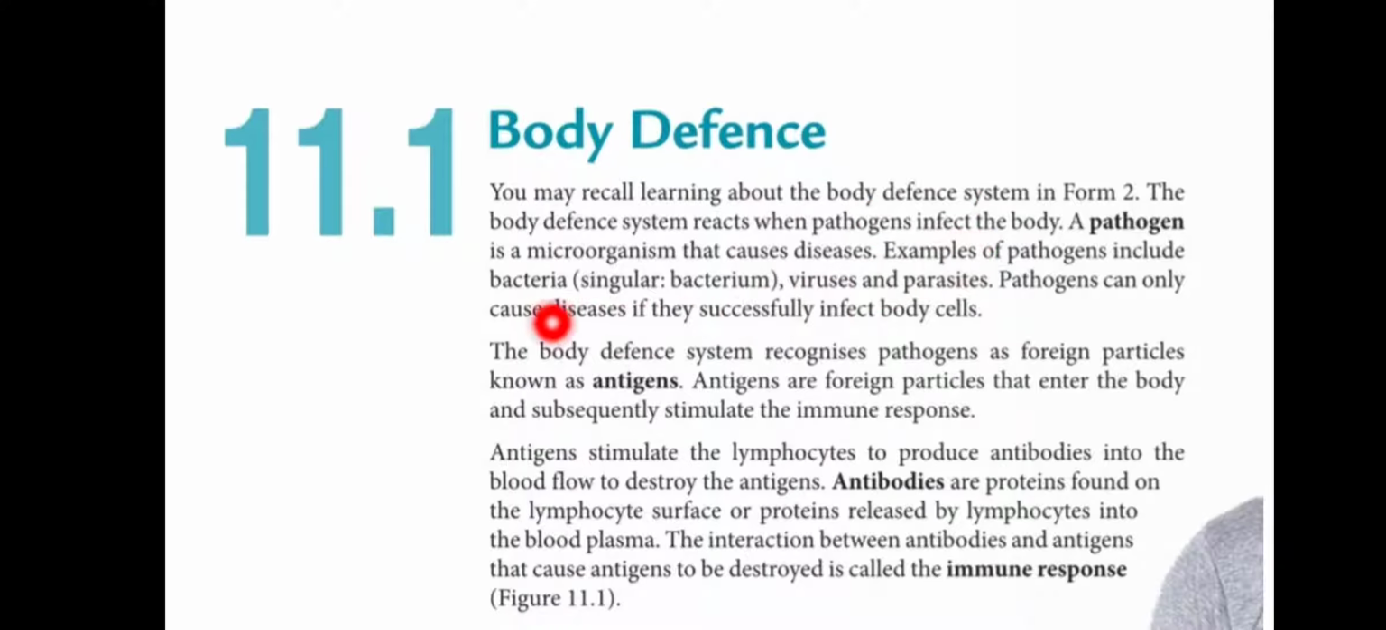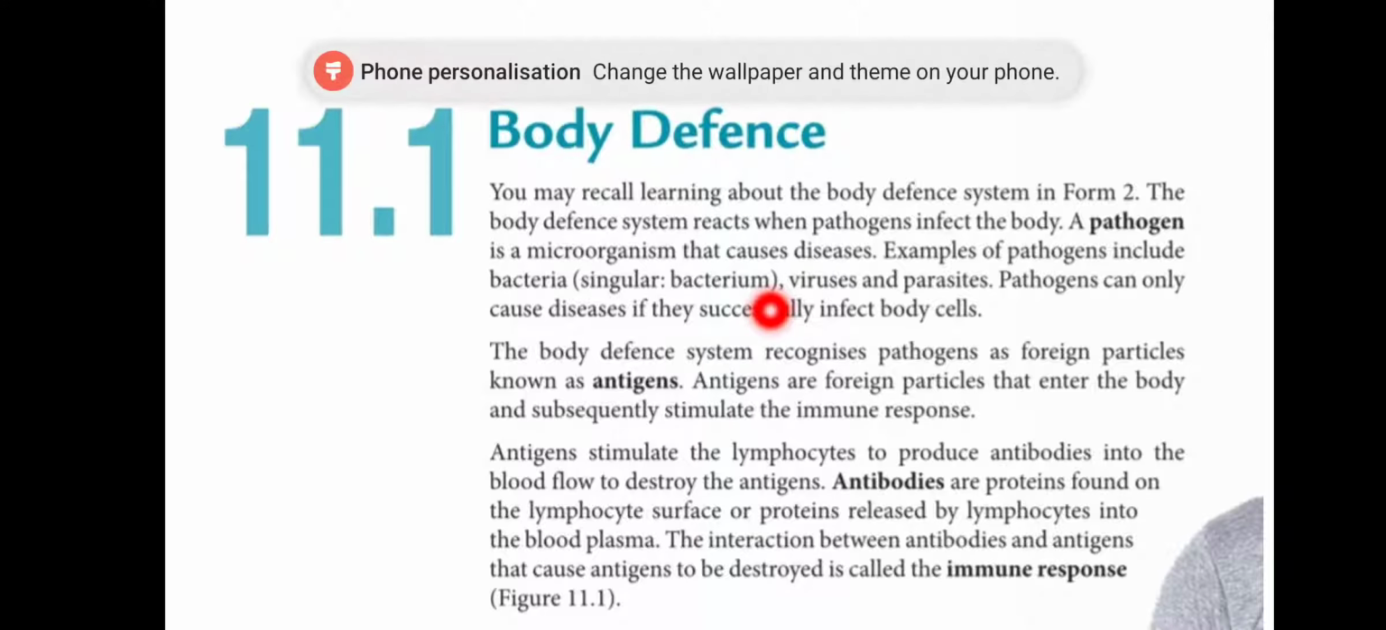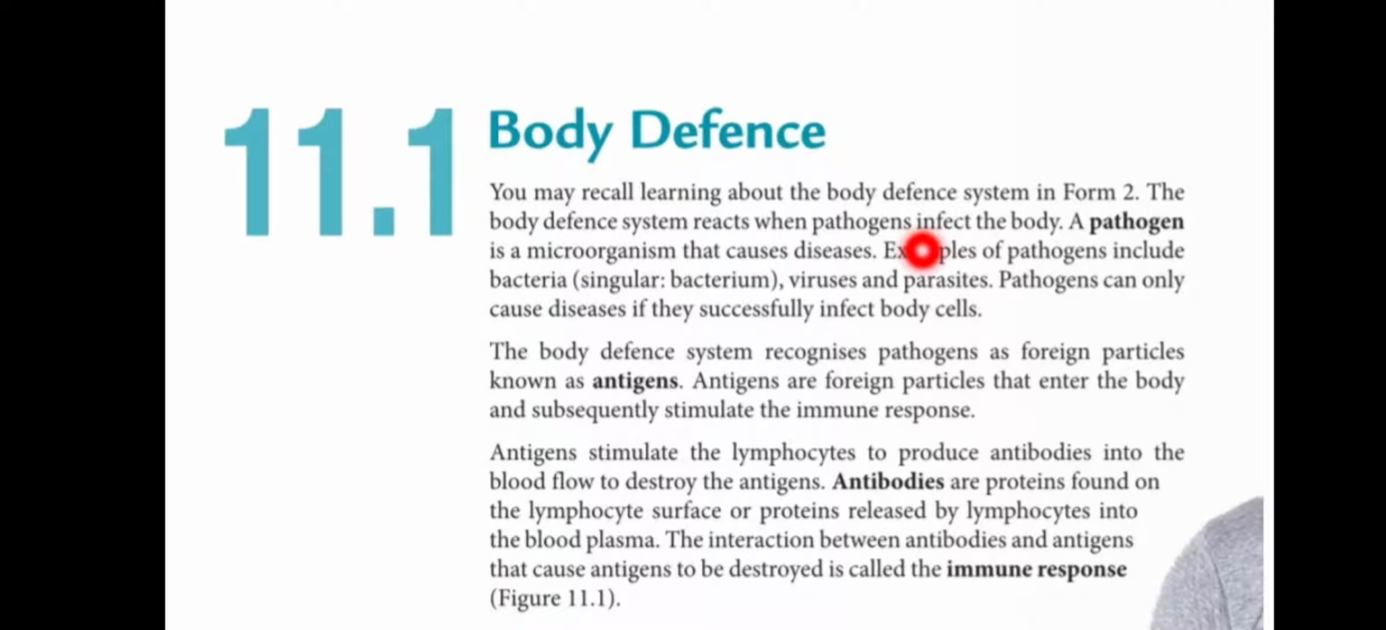So ini masanya untuk kamu recall balik apa yang kamu sudah belajar masa kamu Form 2. Okay, Form 2. The body defense system reacts with pathogens that infect the body. Kita punya sistem pertahanan badan ini akan bertindak apabila ada pathogen yang infect our body. So what is pathogen? Pathogen ini, in short, kita boleh panggil dia adalah microorganism yang jahat, bad microorganism yang boleh menyebabkan penyakit. Okay, pathogen is a microorganism that causes diseases. Example can be bacteria, can be virus or parasite.